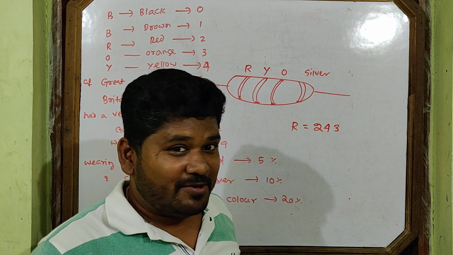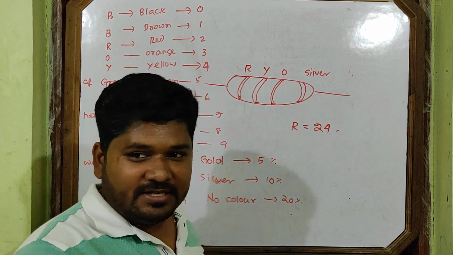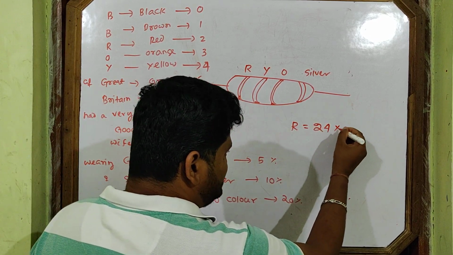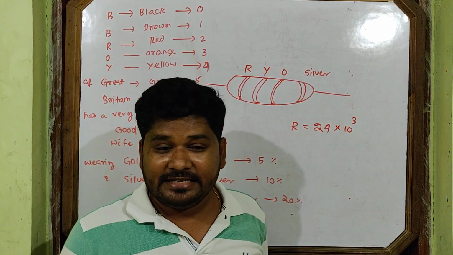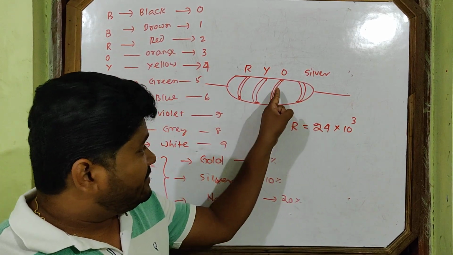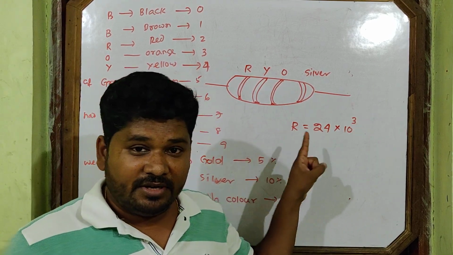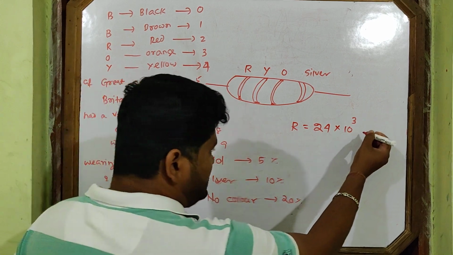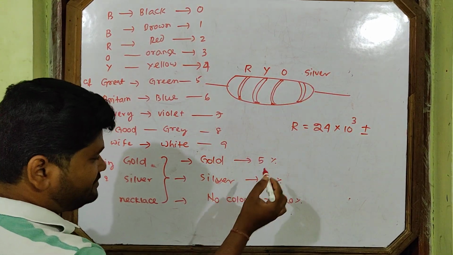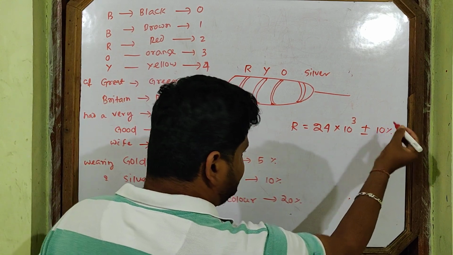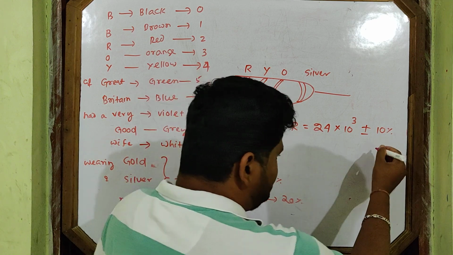No. Third color you will not write like this. Don't make the mistake. You will write this into 10 to the power 3. Whatever the third color is, into 10 to the power, you will raise the power. Remember, third color. Then plus or minus, this is silver, silver is 10%, tolerance is 10%. Understand?